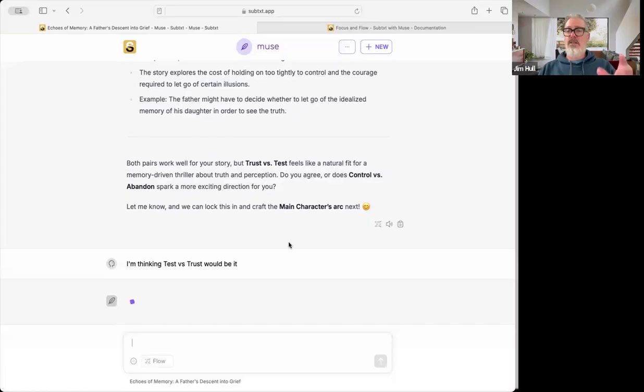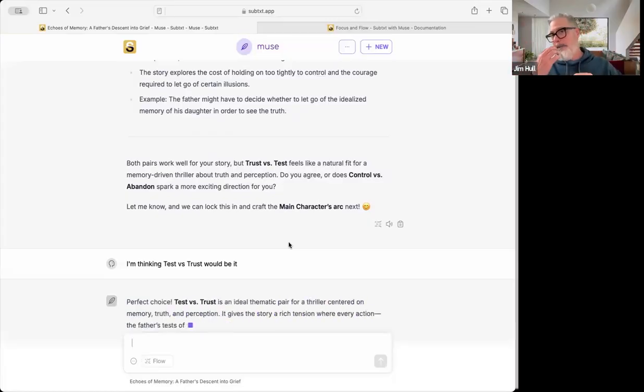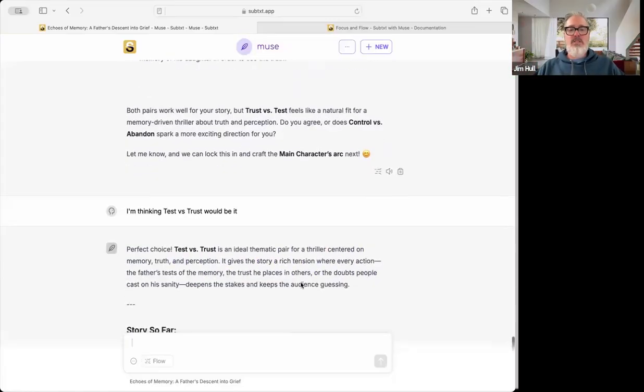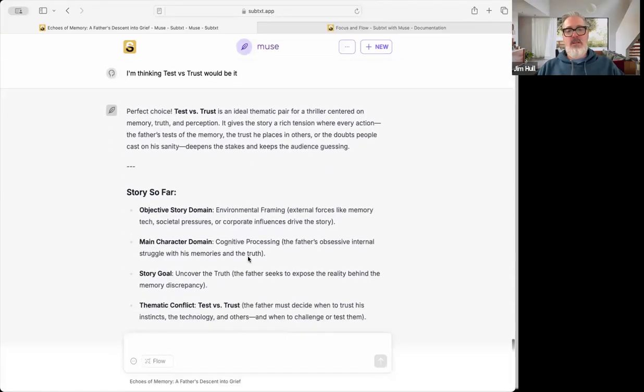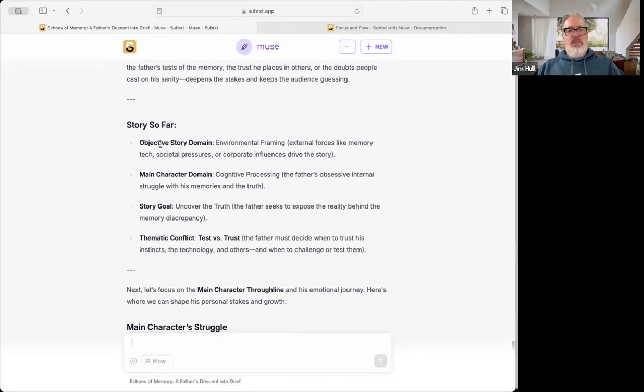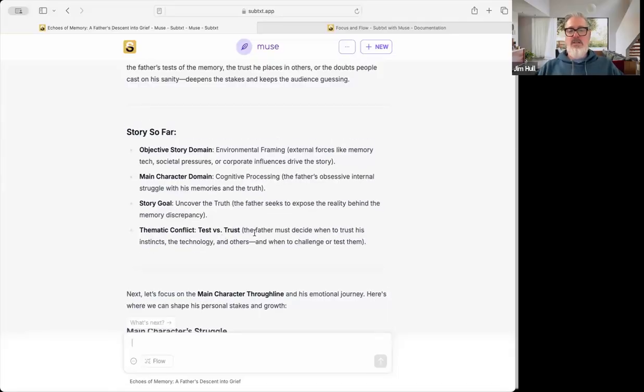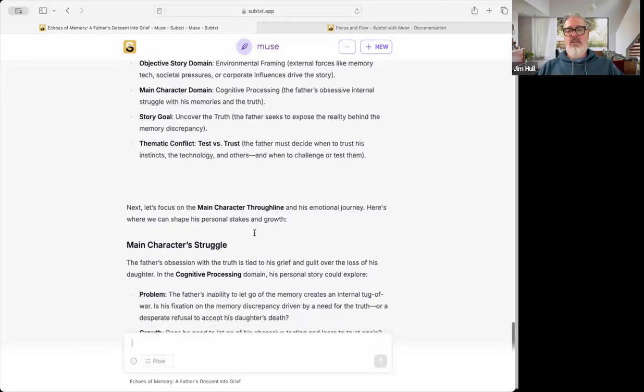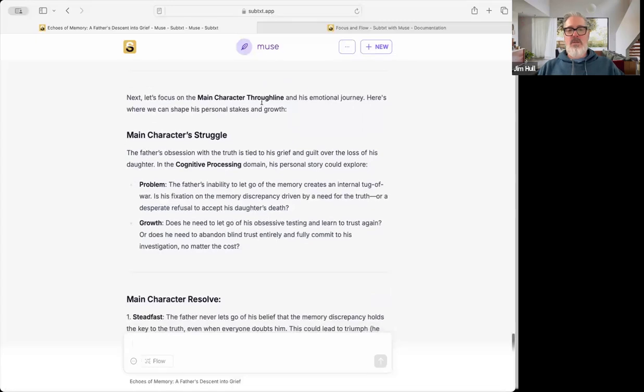Again, just trying to take all the ideas that you have and keep the flow going as long as it possibly can. So now you're going to see some fun things. The objective story is environmental framing, main characters and cognitive. So that aligns. Story goal: uncover the truth, and thematic conflict is test versus trust. And now let's look at his main character through line. Does he need to let go of his obsessive testing and learn to trust again, or does he need to abandon blind trust entirely and fully commit to his investigation no matter the cost?